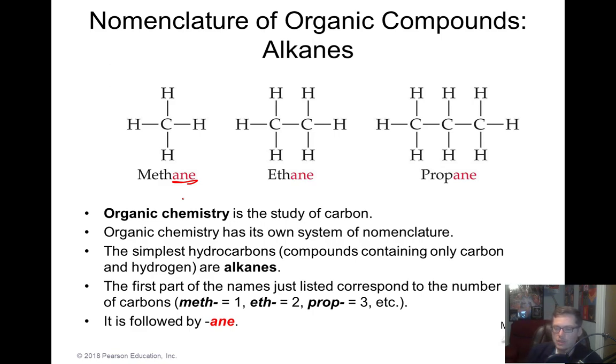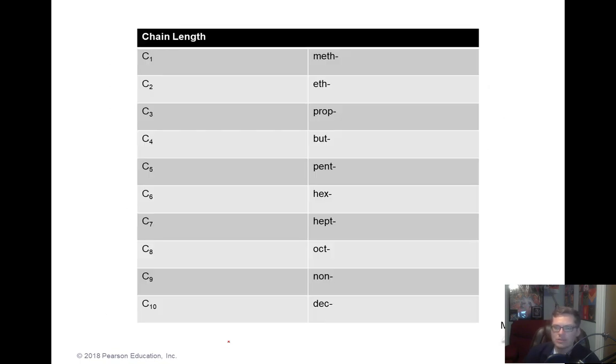So when you're naming these, we're also going to use prefixes a lot. But these prefixes are different than the prefixes you use when you're naming molecular compounds, so it can be kind of confusing. So hang on to your hats. Here's your list of organic nomenclature prefixes. If you have 1 carbon, meth is the prefix. 2 is eth. 3 is prop. 4 is but. 5 is pent.